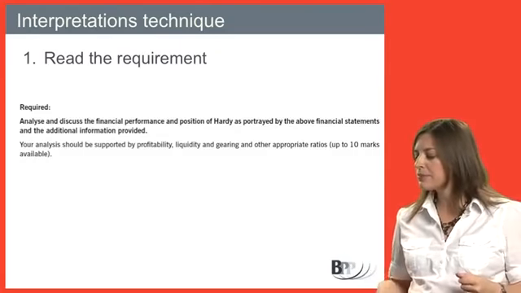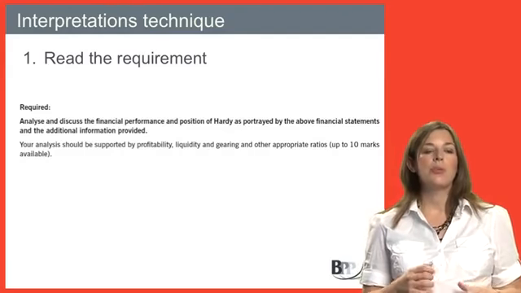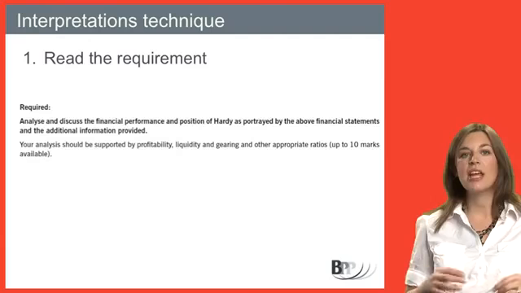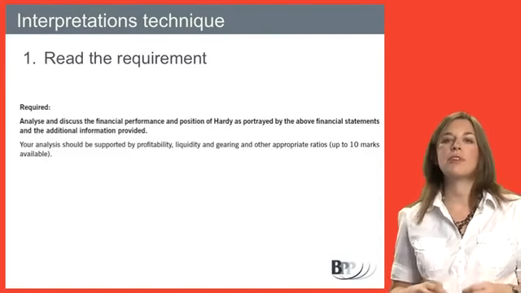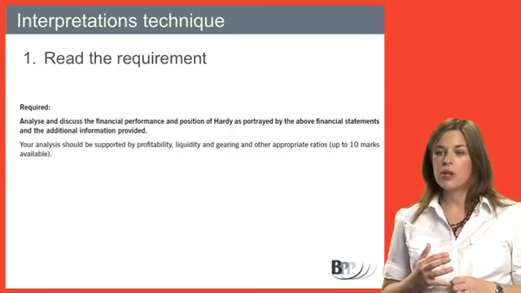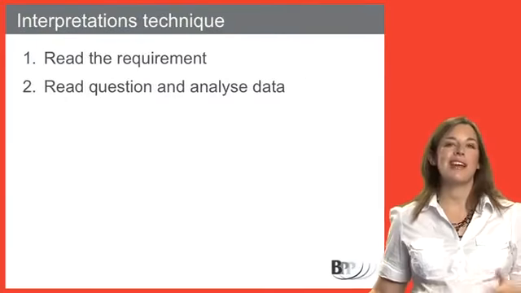And finally, calculate some ratios. Up to 10 marks are available. So we know this question actually was for 25 marks. It's quite a generic interpretations question, but we know 10 marks are available for calculating ratios and the rest needs to be your interpretation.